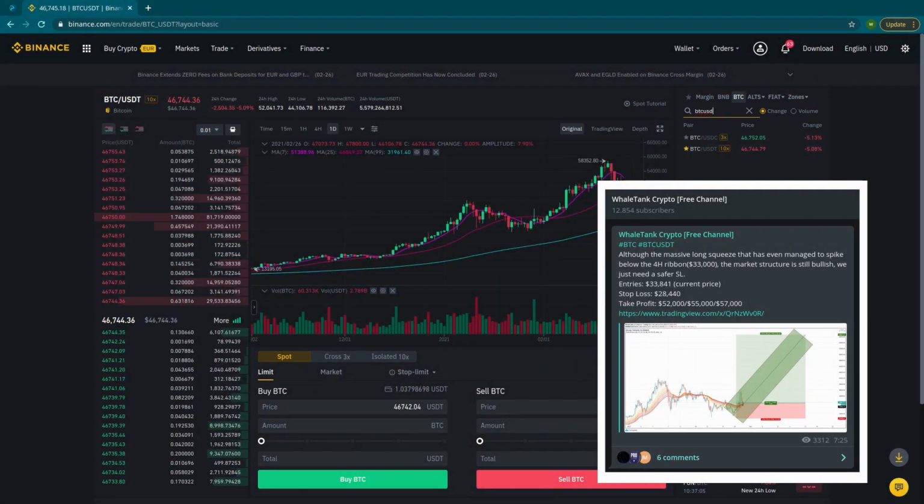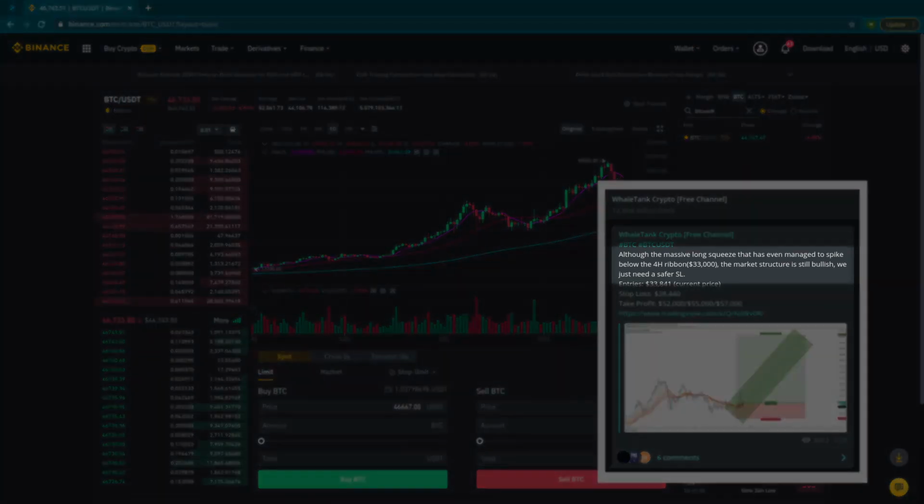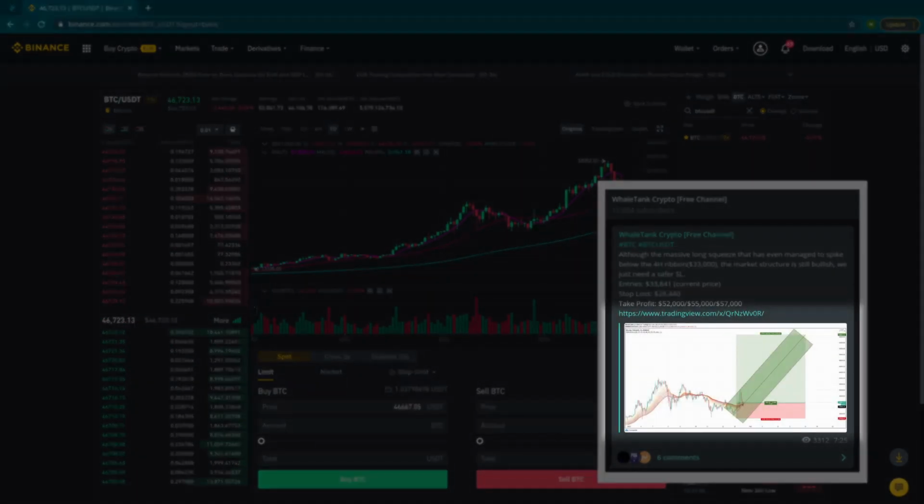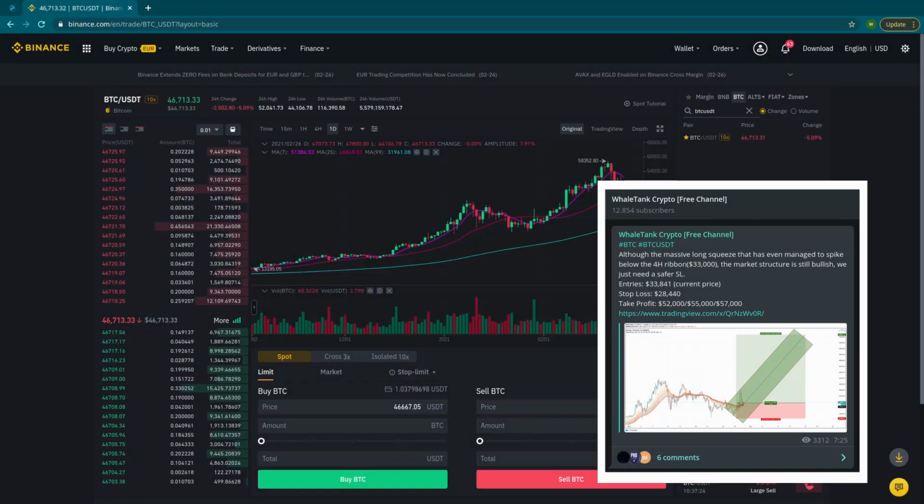Now that you have the correct pair selected, let's return to our signal. After the market symbol, we have a short description and the reasoning behind the signal. On the bottom, you can find the signal projected on a chart and a link to a high-res version of that image.